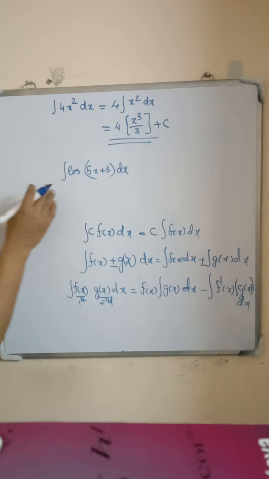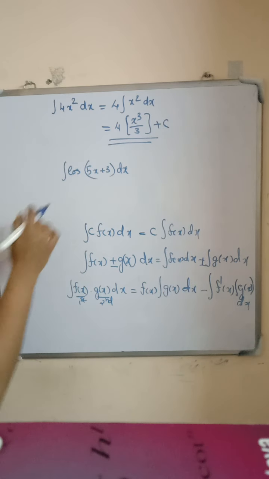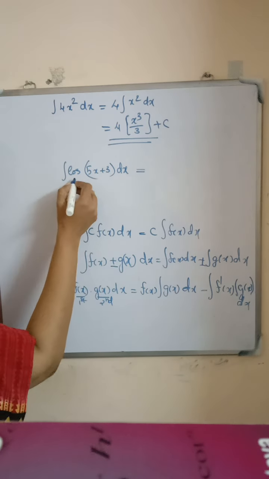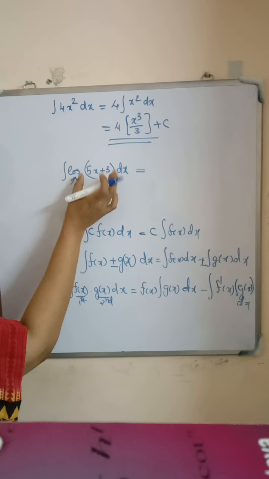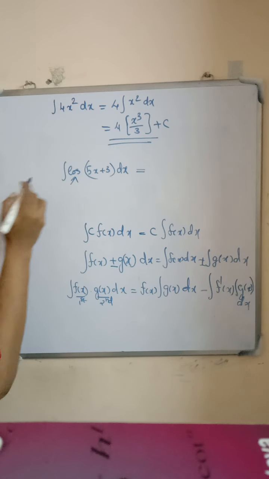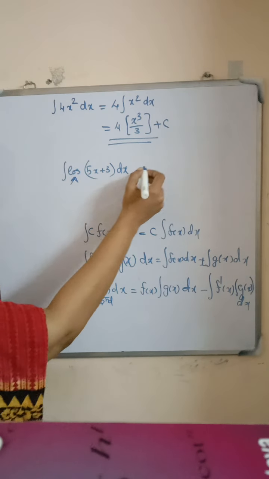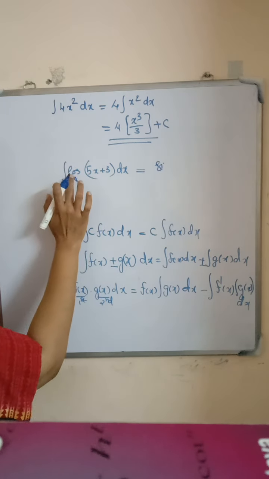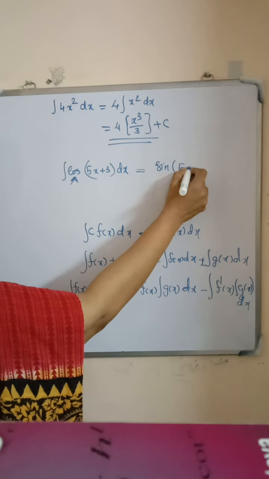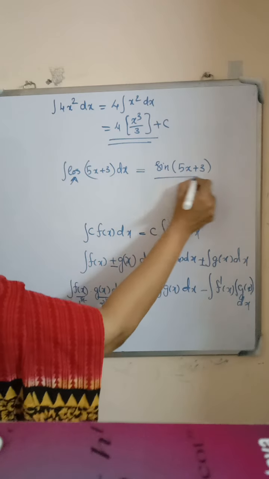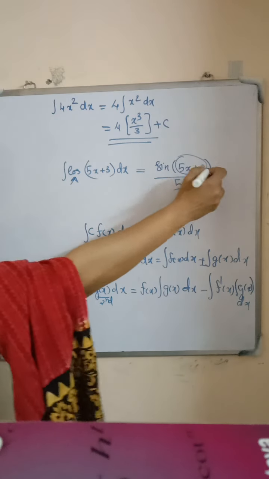Now we do the simple problems. Integral cos of 5x plus 3 into dx. In this case, it is a function of a function. Here cos is a function and inside it is the next function, 5x plus 3. So first we integrate cos x. What is the integral of cos x? It is sin x. So the integral of cos of 5x plus 3 is sin of 5x plus 3 divided by the derivative of the inner function, divided by 5, plus c.